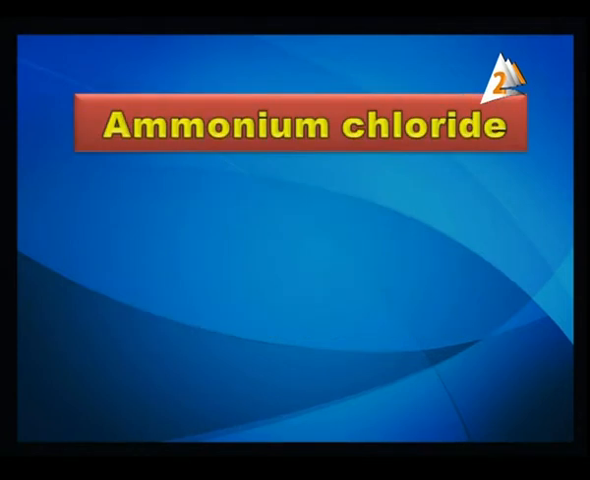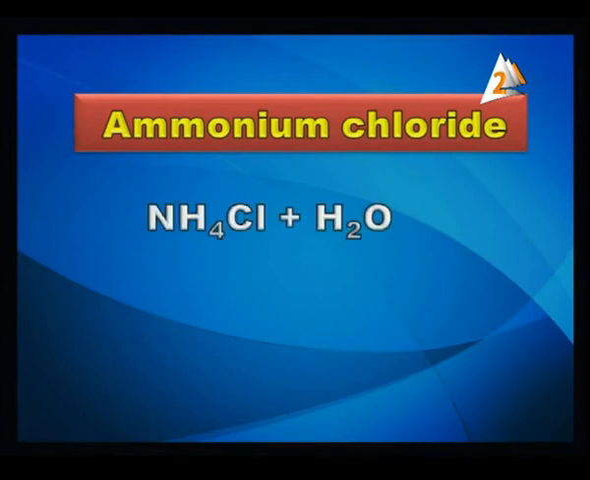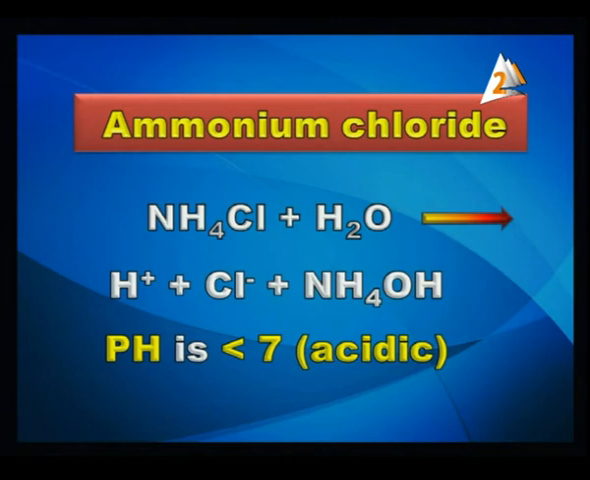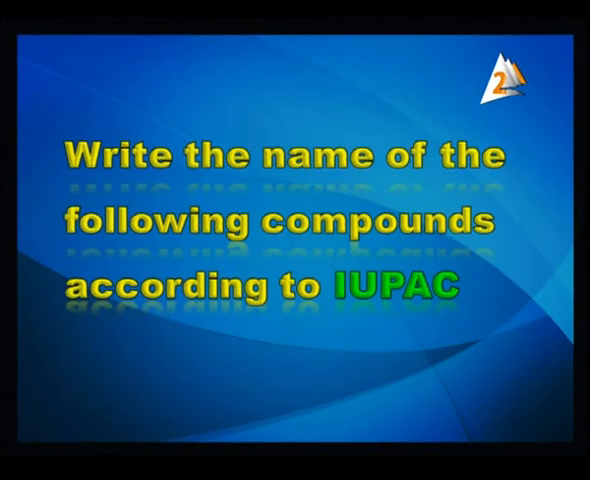And ammonium chloride, as the equation proceeds on the screen, gives hydrogen ion, chloride ion, and ammonium hydroxide. So pH is less than 7. Next type of question, write the name of the following compounds according to the IUPAC system.